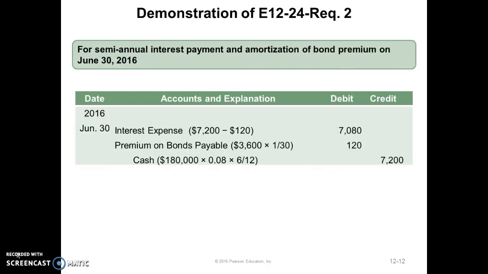So this is for the semi-annual interest payment. We're going to record the interest payment. How do we record it? You take the cash, it's 180,000, which is the par value. Then you multiply it by 0.08, the 8%, but just for 6 months because we're paying these semi-annually.